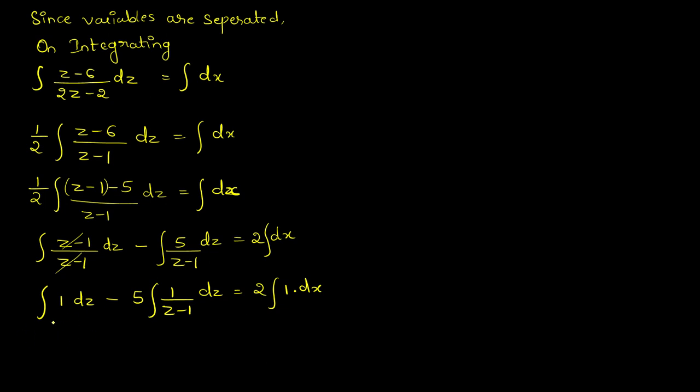We need to apply the formulas of integration. So integration of 1 dz will be z minus 5, as 5 is a constant. 1 over (z minus 1) can be written as log of (z minus 1), equals 2 as it is. So integration of 1 with respect to x will become x. Remember, here we have z, so I have taken the integration as z. Here we have dx, so the integration of 1 dx will be x.